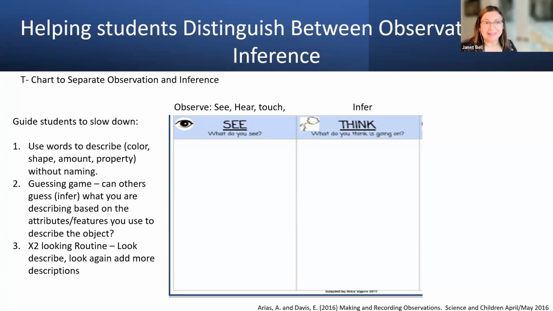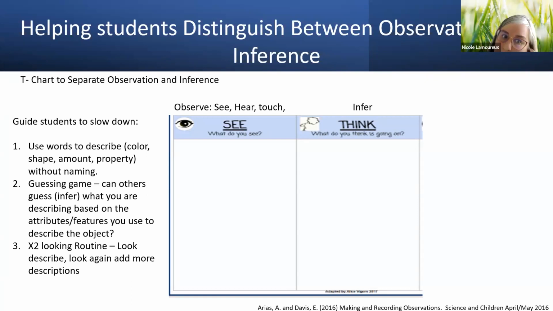Yes, keep going. Okay, so now another important area, and this takes a long time to work through, especially with grade 1s and 2s and even 3s, is distinguishing between observation and inferencing, getting them to slow down. Many of you might have heard of see, think, wonder, and I've adapted it to see and think. So using words to describe, that is an observation. They're describing. It could be color, shape, well, the property without naming it.